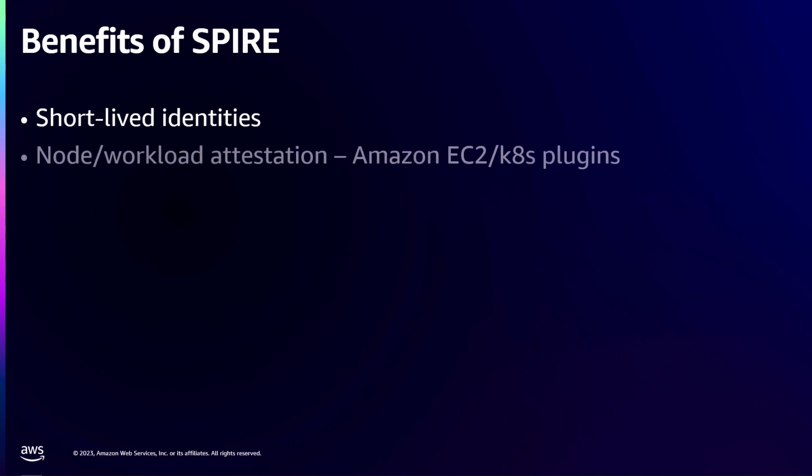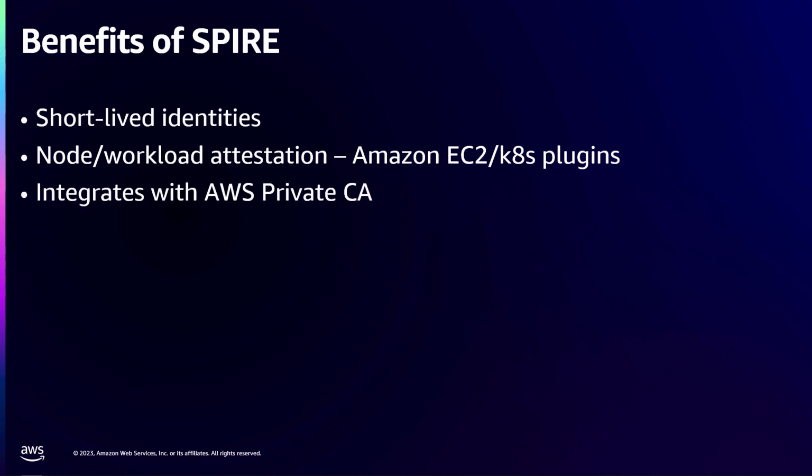And what are some of the benefits of SPIRE? Why do we actually want to use it? Like Kenneth was mentioning previously, it provides short-lived identities out of the box. It handles the rotation of identities, private keys, etc. for you, which is really good for us. It has node and workload attestation out of the box. Like I mentioned previously with the EC2 instance identity document verification, it will do this for you. It also has other plugins for different workload types, such as Kubernetes, to check the authenticity of a pod running against the Kubernetes API server.